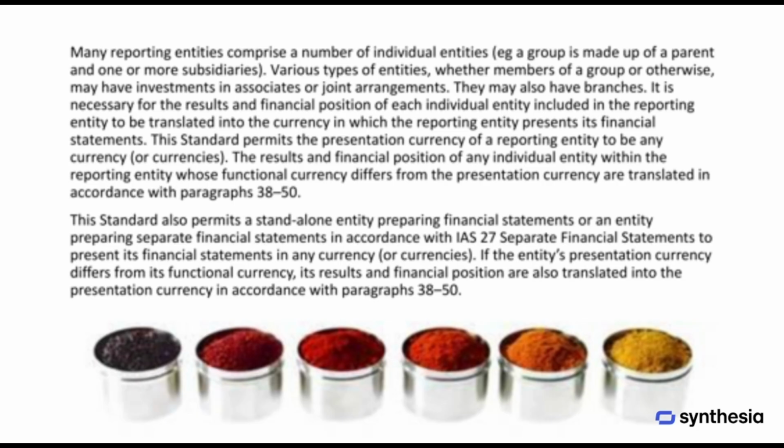Many reporting entities are made up of several individual entities, like a group that includes a parent company and one or more subsidiaries. These entities might also have investments in associates, joint arrangements, or branches. Because of this, it's important to translate the financial results and position of each individual entity into the currency that the overall reporting entity uses to present its financial statements, called the presentation currency. IAS 21 allows this presentation currency to be any currency or even multiple currencies. When an individual entity's functional currency is different from the presentation currency, its financial statements need to be translated according to specific rules outlined in the standard.